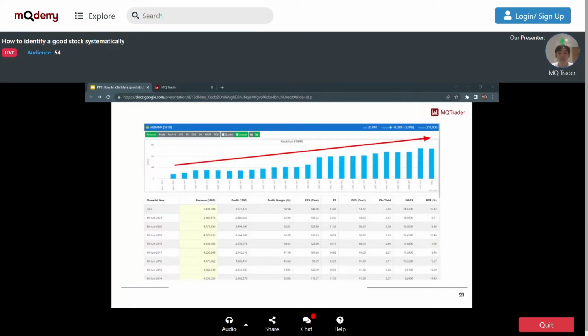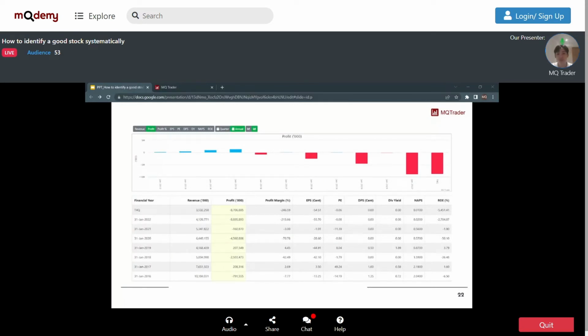Now, after you've checked the fundamental rating, we need to check the revenue and profits. Most of the time, we only choose companies whose earnings and net profits are growing or in an uptrend. Again, all the information is available and easily accessible in our system. Right here, this example is an uptrend revenue. This is a good example. Now, this is a bad example. As you can see, the profit is unstable and even in negative territory.